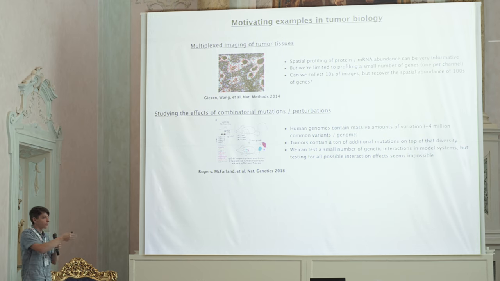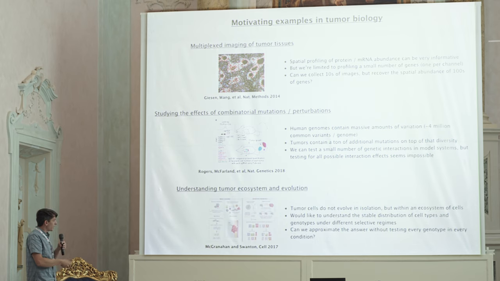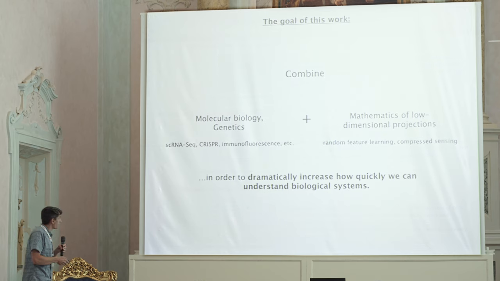So we need new conceptual paradigms in order to even come close to understanding what all the different possible interactions between mutations are. And then it's only more complicated in tumors, because you're taking that and layering a bunch of mutations on top of it. So I'll talk about how we can use some of the same math to approach this problem. And then, as I mentioned at the end, very quickly, stealing a figure from one of Nikki's papers, how we can use the same sort of ideas to understand evolutionary processes.